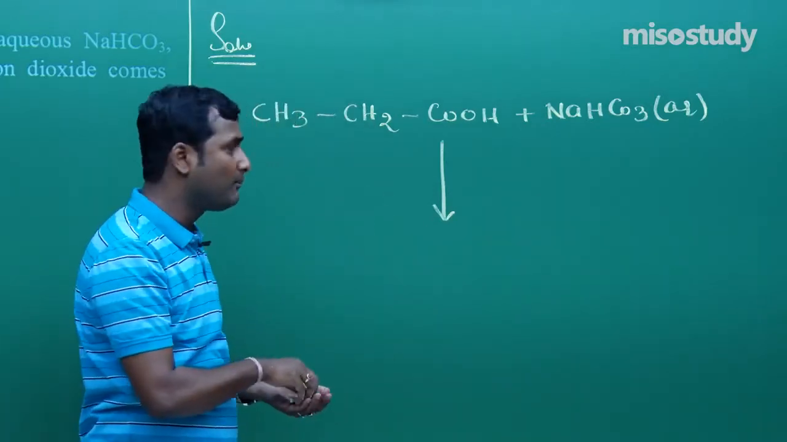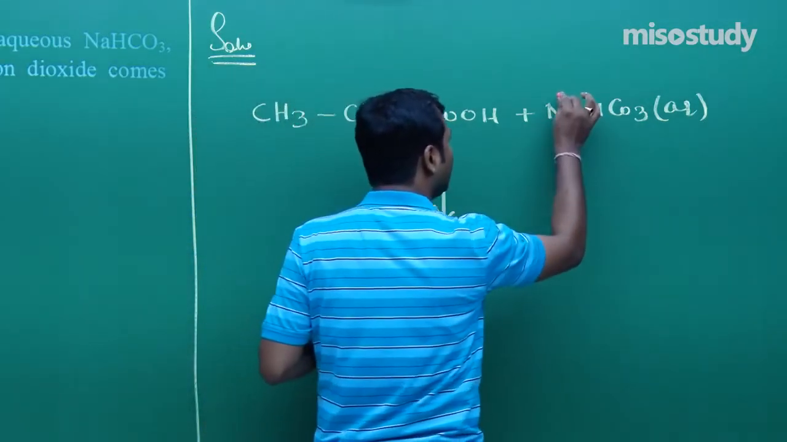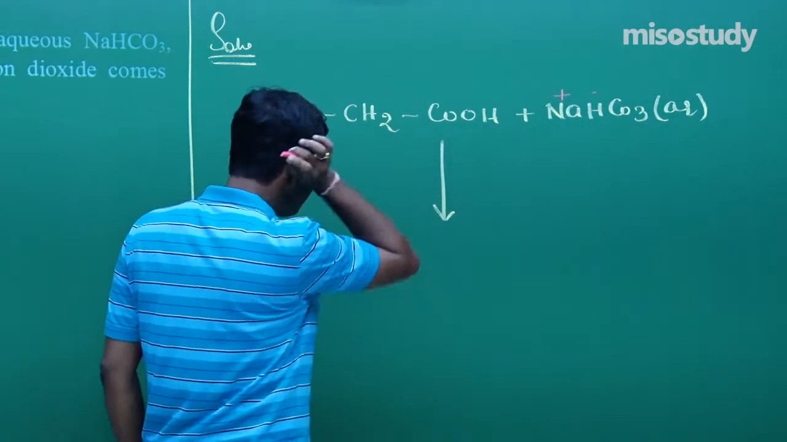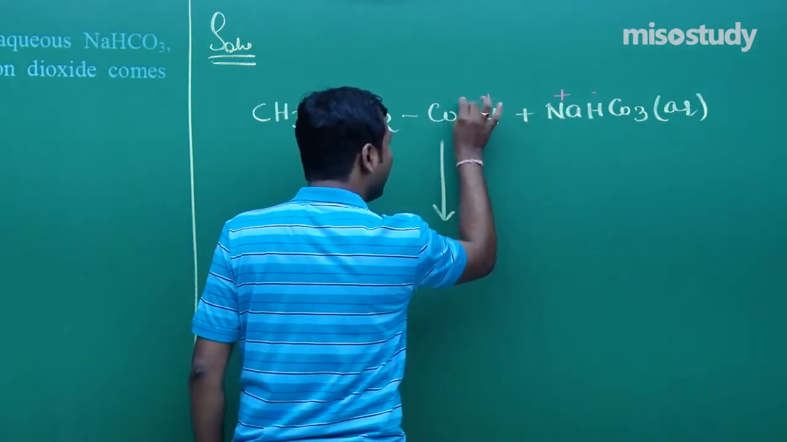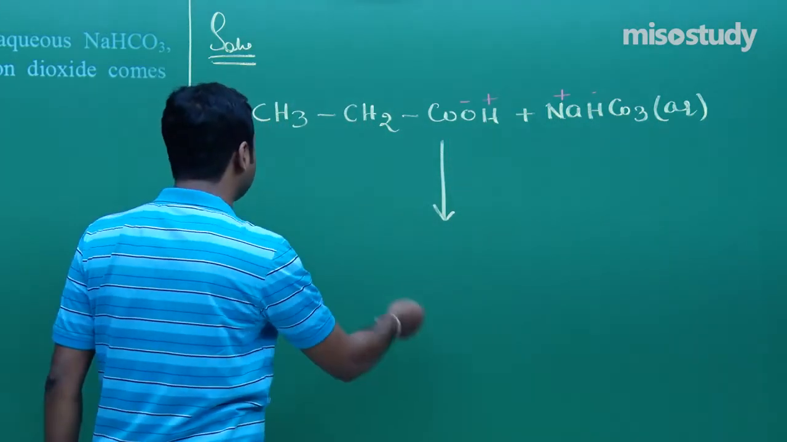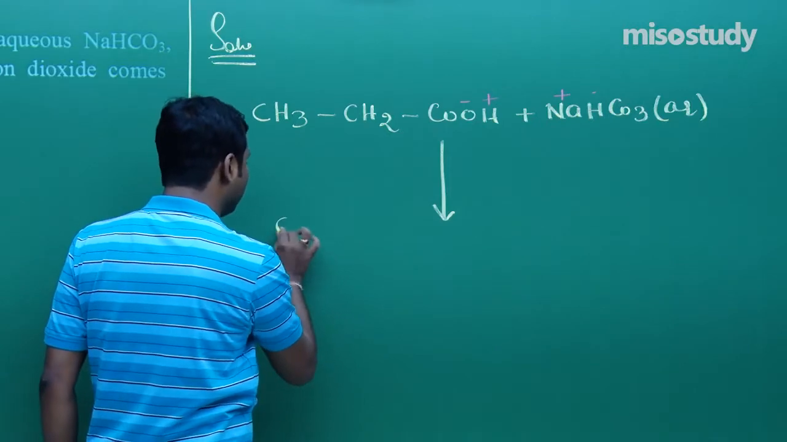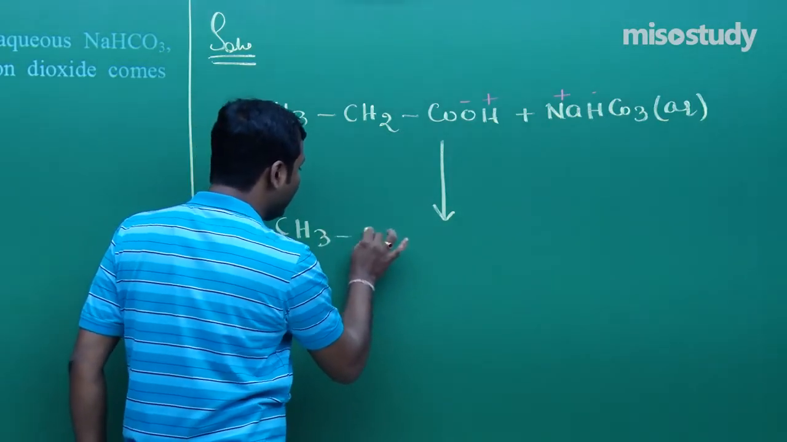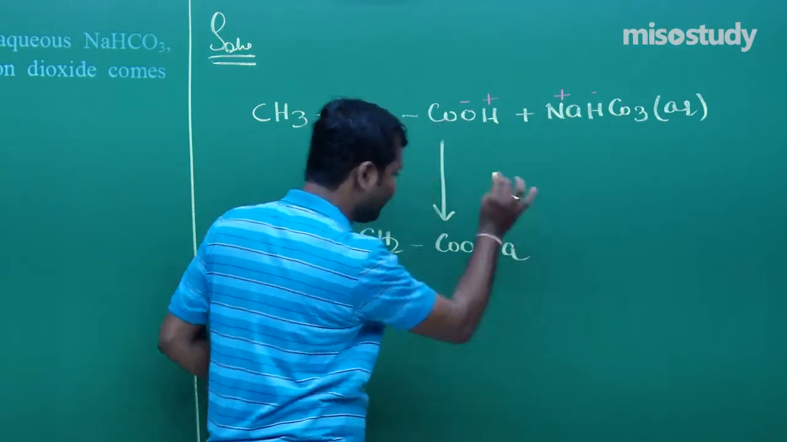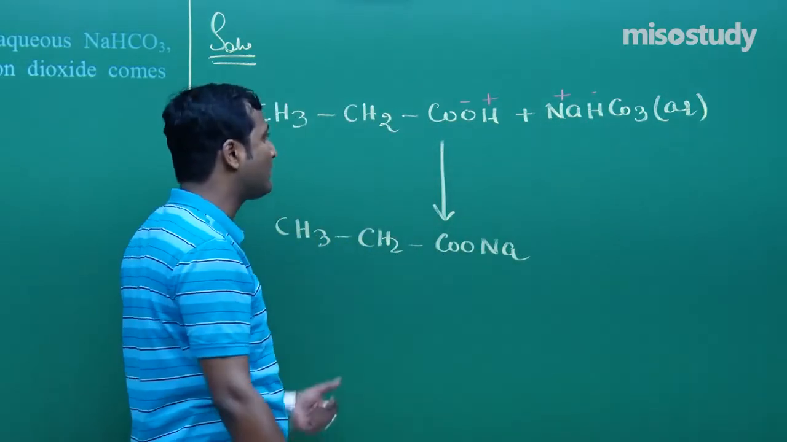Check it out, complete the reaction: here comes the plus sign and here comes the minus sign. Clear? Now again here comes the plus sign and here the minus sign. So what is the product here? The product in this case is CH3CH2COONa. Am I right? Yes sir, you are absolutely right.